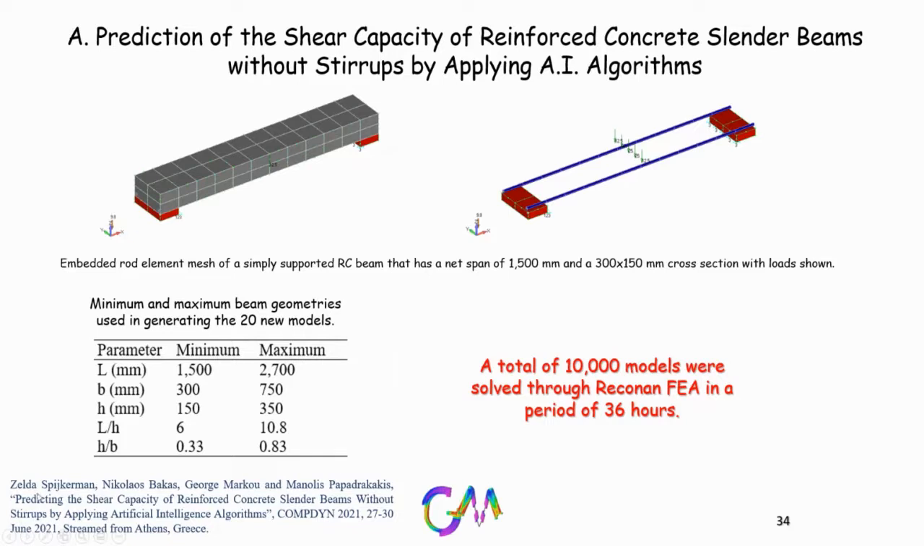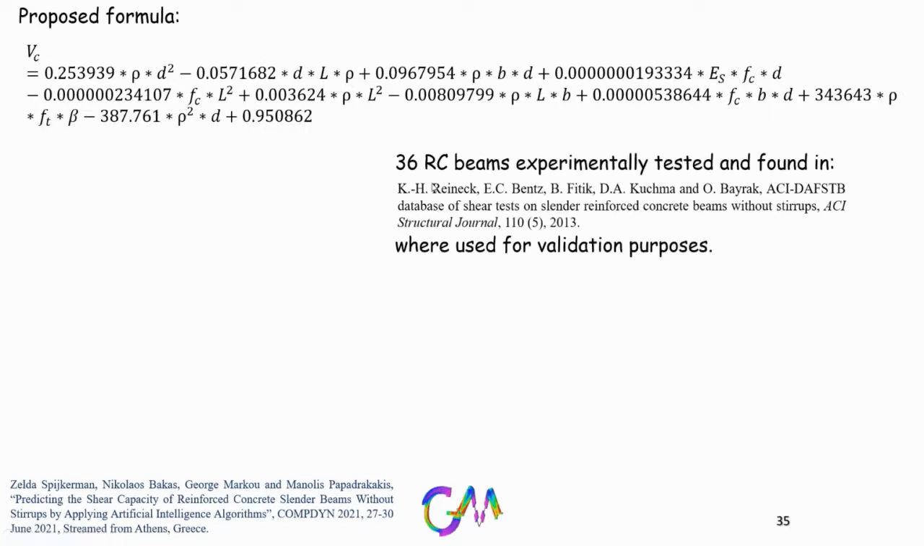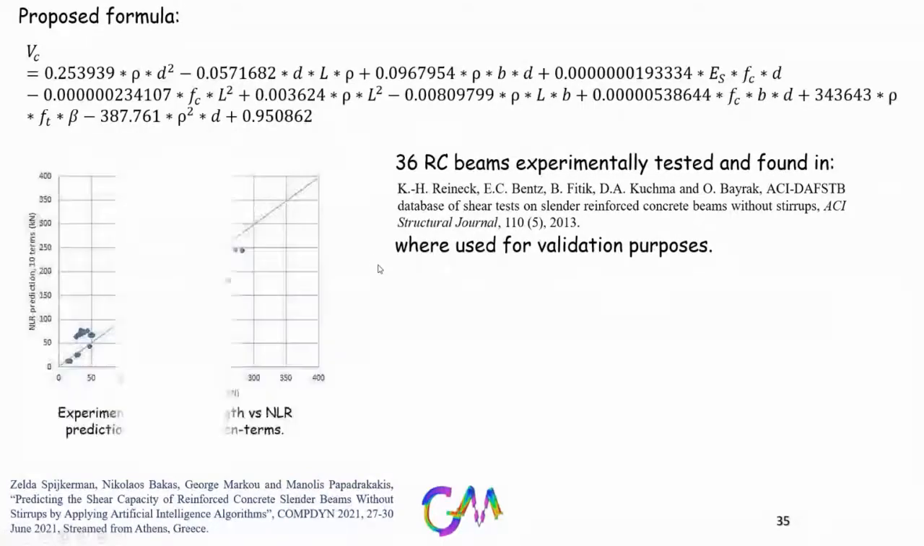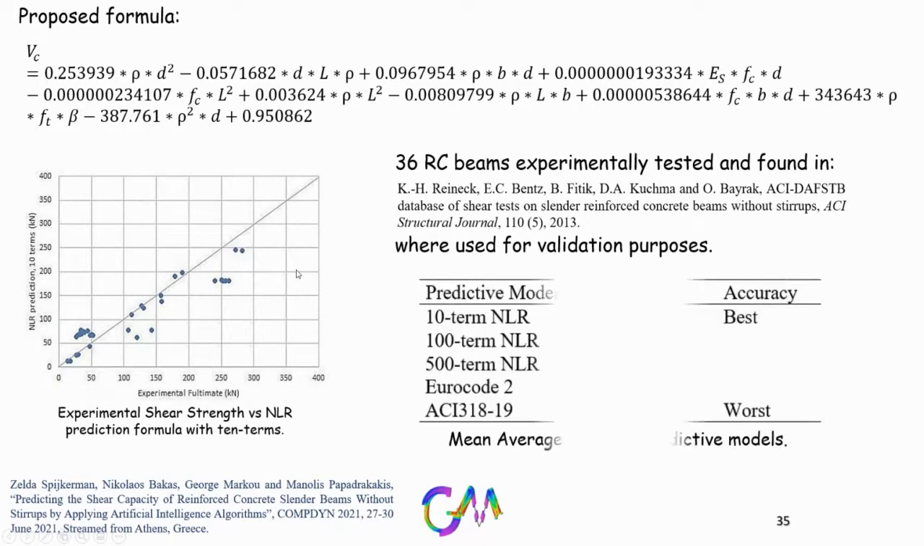This is Zelda's work, by the way. It's Spiegelman. And this is the formula that was developed. And then we took 36 reinforced concrete beams, which were experimentally tested, and tested this formula to see if it was able to capture the strength of these beams, which were tested under three-point bending tests. So as you can see, this is the comparison between the prediction and the experimental failure values. The closer the values are to this diagonal line, the better the results are.